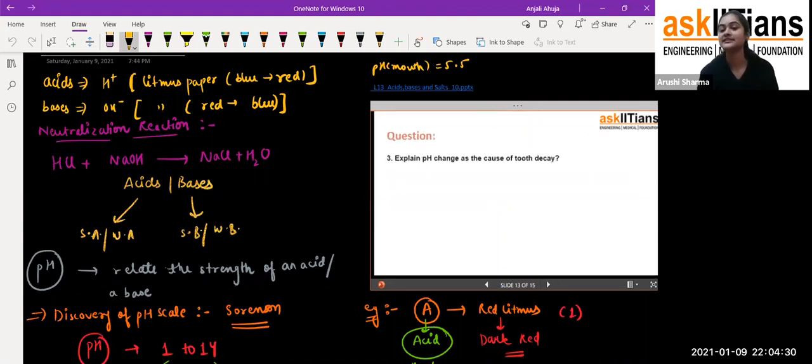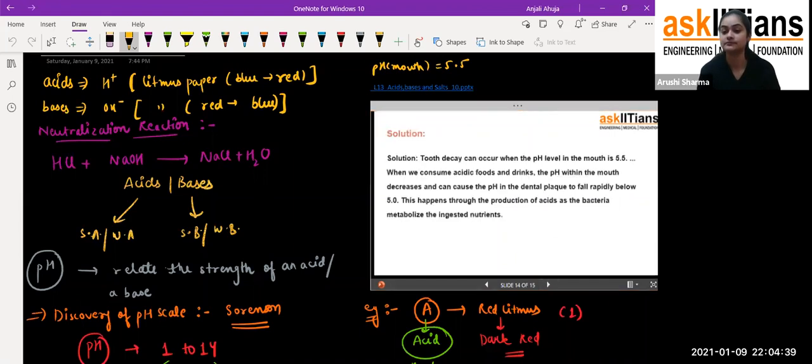Explain pH changes as the cause of tooth decay. So tooth decay, we have already discussed this part, how the pH changes when we have tooth decay. Tooth decay can occur when the pH level in the mouth is 5.5. When we consume acidic food and drinks, the pH within the mouth decreases and causes the pH in the dental plaque to fall rapidly below 5. That means the pH is going to decrease, and that's how you can say the acidic character is increasing, and that's how the tooth decay would occur.